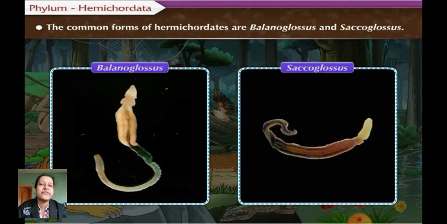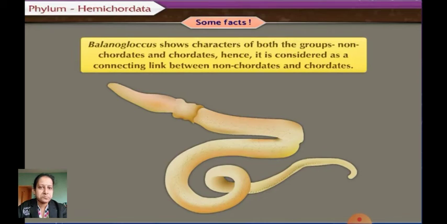Now, which are the common forms of hemichordates? They are nothing but balanoglossus and saccoglossus. So these are two examples of hemichordates which you have to remember. Now, what are some of the facts? Balanoglossus shows characters of both groups, that is chordates and non-chordates, and it is considered a connecting link between the non-chordates and chordates. So this is one of the amazing facts.